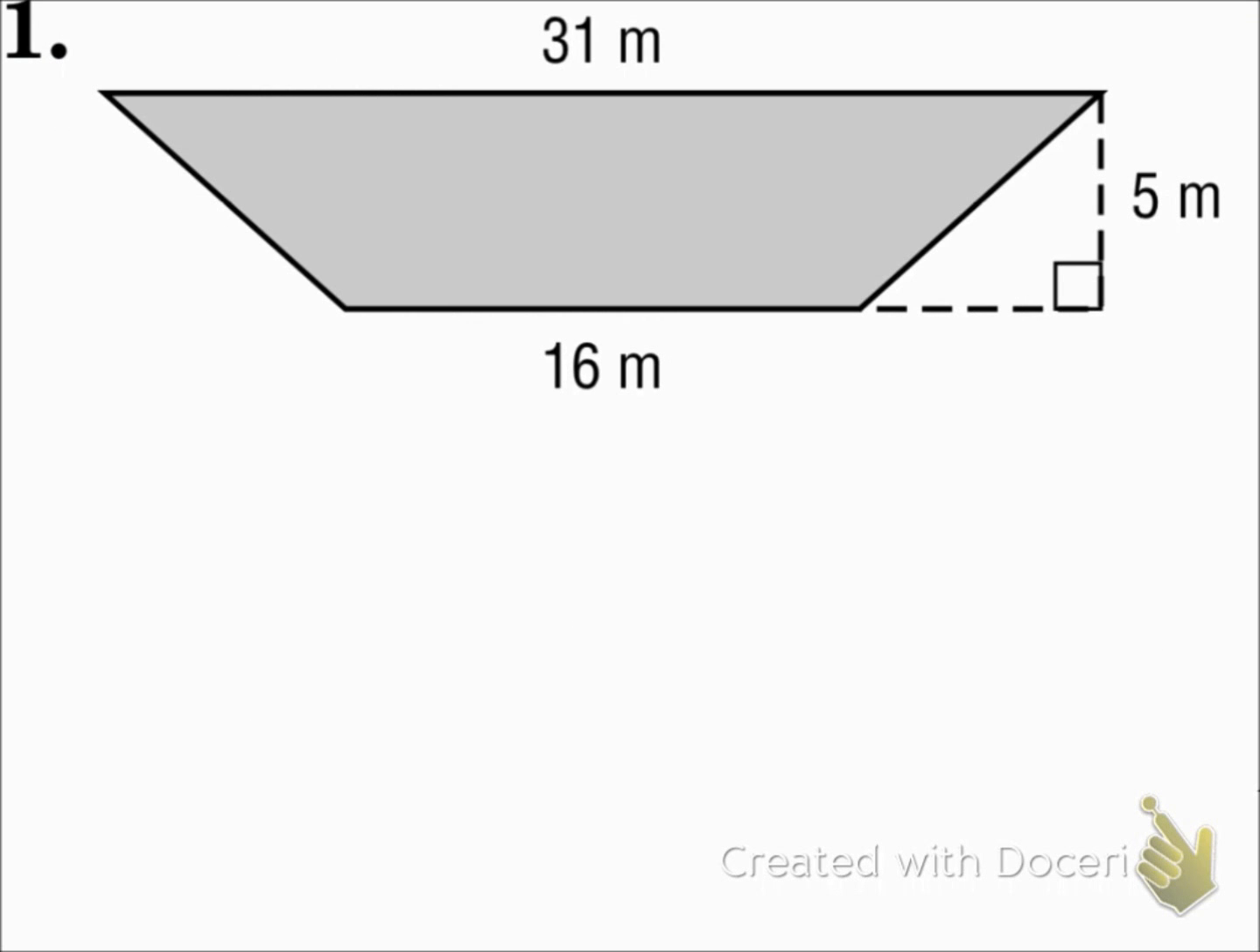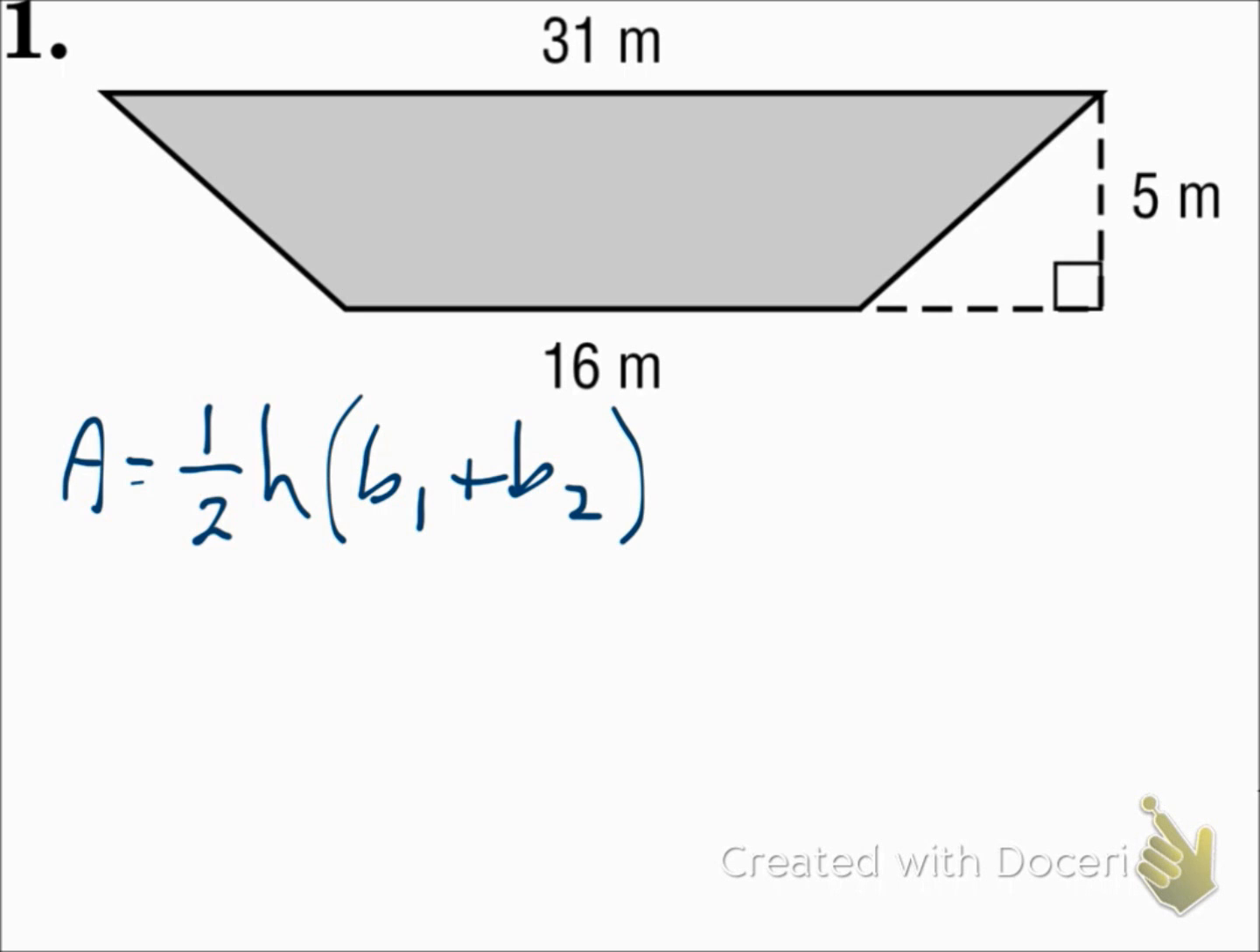Number 1, we have a trapezoid. So we will use the formula for the area of a trapezoid, which is 1/2 height times the sum of the bases. Substitute in the values and solve. The height is 5, and the bases are 31 and 16.